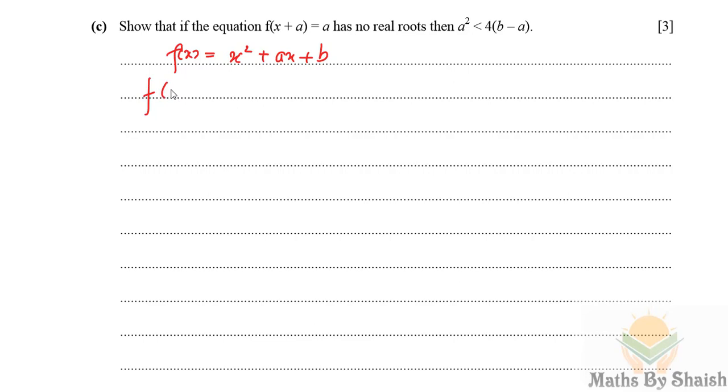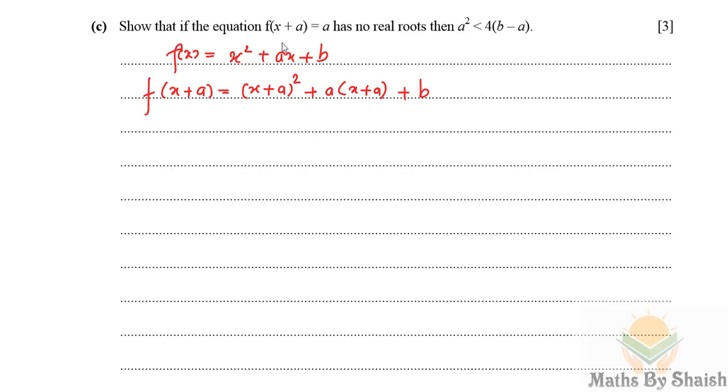So if I change the input to x plus a, this will be input whole square, that is x plus a whole square, plus a times input, that is x plus a, plus b, meaning we just substitute the value of x as x plus a.